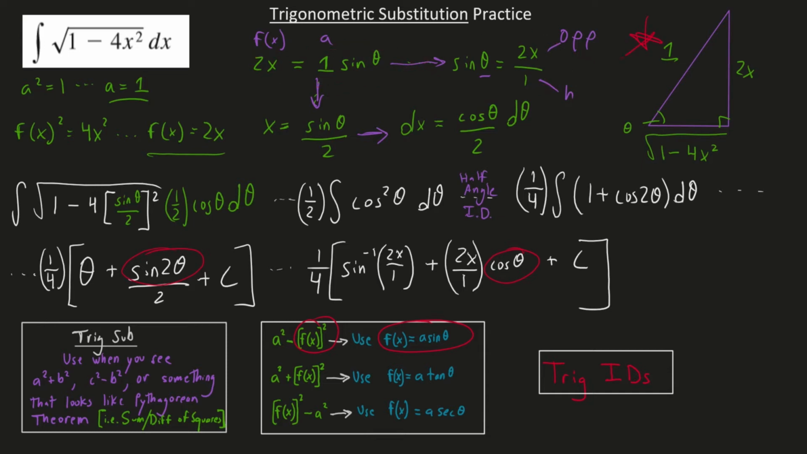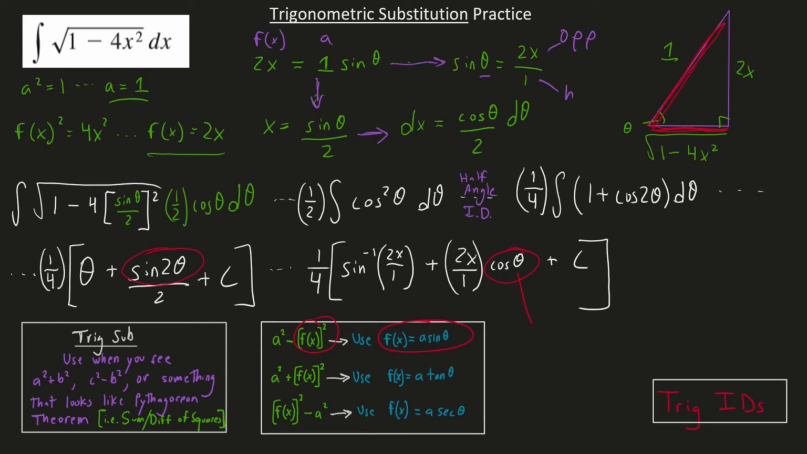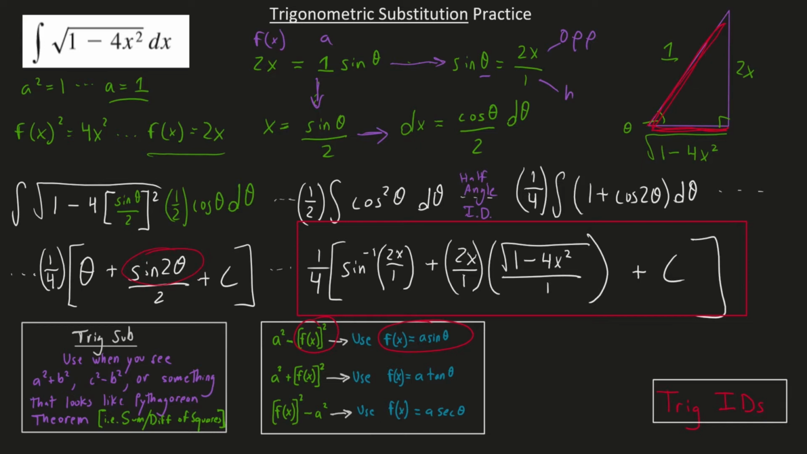That's where this triangle comes in. This triangle helps at the very end of your problem. That's where it comes into play. I know the cosine of any angle is the adjacent of that angle divided by the hypotenuse of it. So instead of writing cosine of theta, I can write the adjacent, square root of 1 minus 4x squared, over the hypotenuse 1. And if I do that, I will get my final answer.